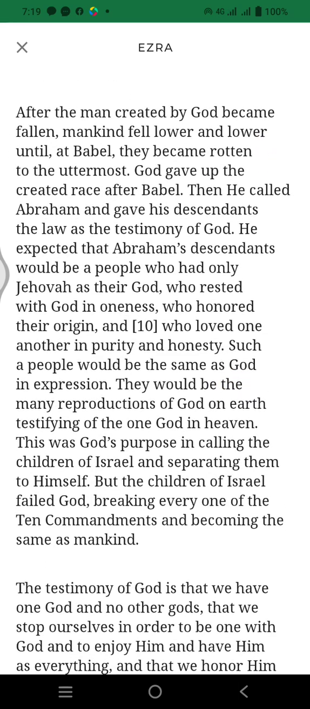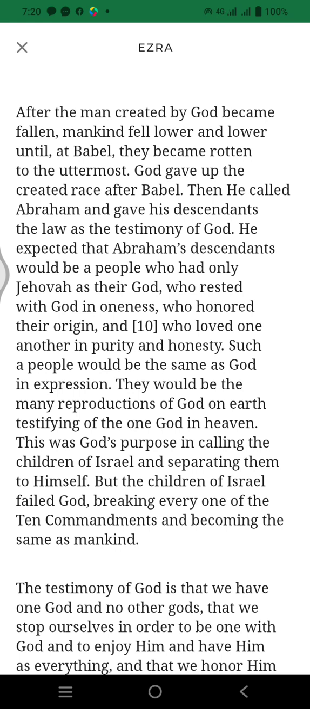After the man created by God became fallen, mankind fell lower and lower until at Babel they became rotten to the uttermost. God gave up the created race after Babel. Then he called Abraham and gave his descendants the law as the testimony of God. He expected that Abraham's descendants would be people who had only Jehovah as their God, who rested with God in oneness, who honored their origin, and who loved one another in purity and honesty.